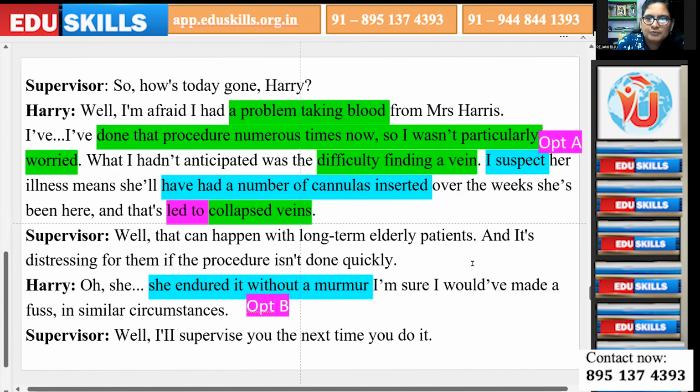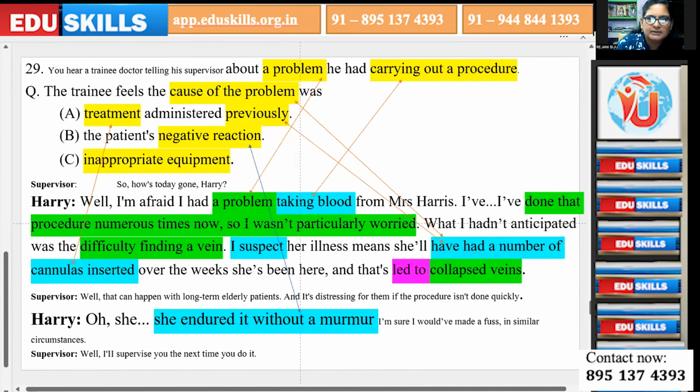Now option B, patient's negative reaction. What did he tell about that? He endured it without a murmur. So without negative expression. I already told you in the beginning that with negative expression we have to be very careful. Without a murmur, what is the meaning of that? Whether the patient reacted negatively or not. Not reacted. There is no complaint. No complaint, silent. Without a murmur means no complaint, the opposite statement. She accepted, she was silent. That is the opposite statement. So without any complaint, here you can see that.